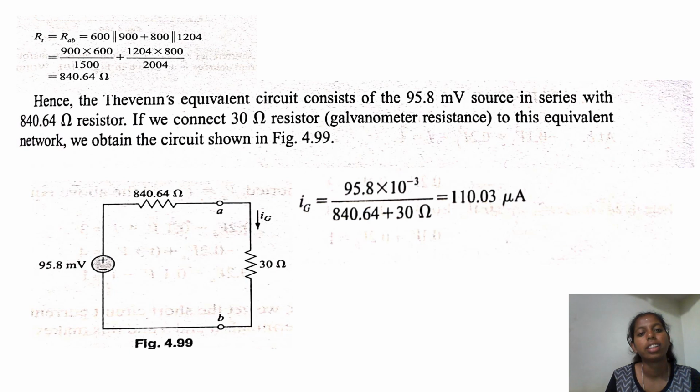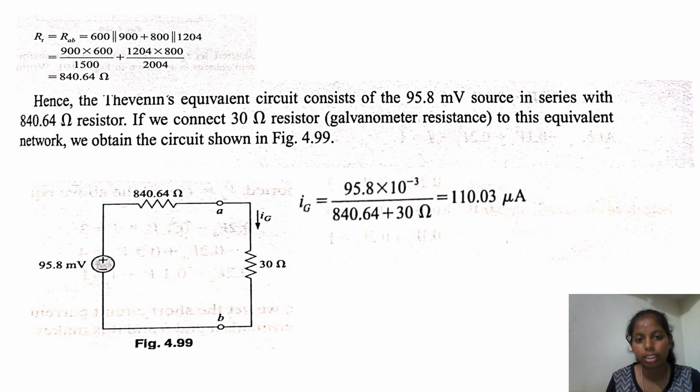900 into 600 divided by 900 plus 600, it is equal to 1500. Next, here we have used plus 1204 into 800 divided by 1204 plus 800. Here we get 2004. After simplifying it, we will get 840.64 ohm. Hence the Thevenin's equivalent circuit consists of a 95.8 millivolt source in series with the 846.4 ohm resistor.